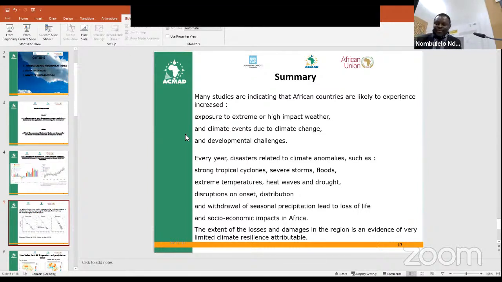Okay. So we have two additional presentations left. One highlighting the high impact weather forecasts at ACMAD, and a second on the implementation of the National Framework for Climate Services, the case of Côte d'Ivoire.